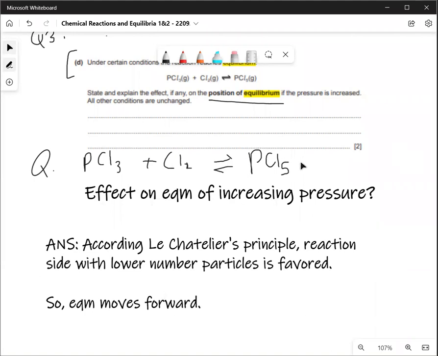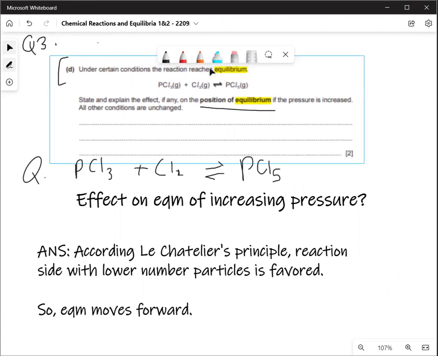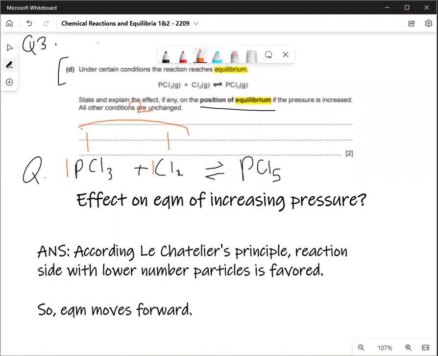Now you have two reactions, forwards or backwards. Now you tell me which of these sides has more number of particles. First, tell me how many particles you have in the reactant side. No, not 1. This is 1 here. This is 1 here. So we have total of 2. And then on the product side, how many? It's 1. So which has lower side?